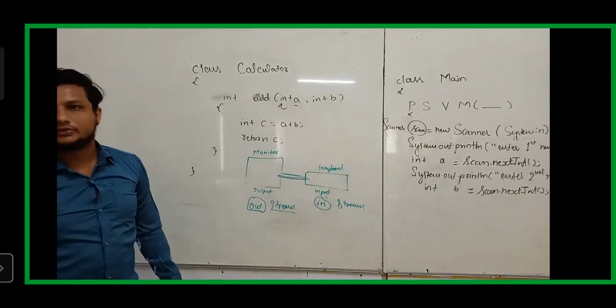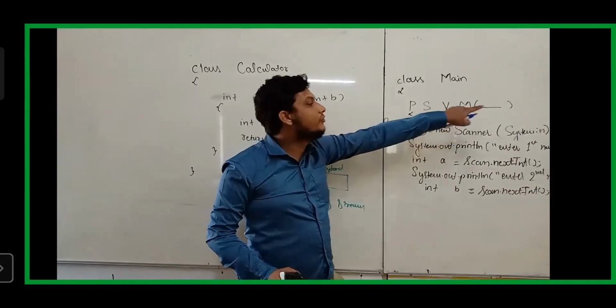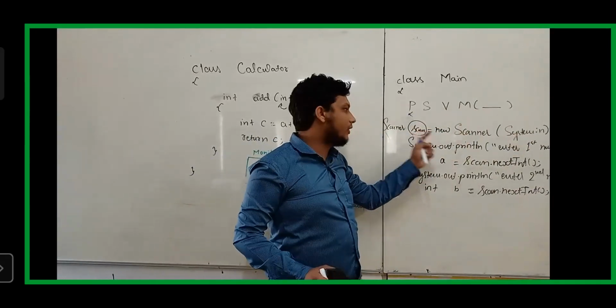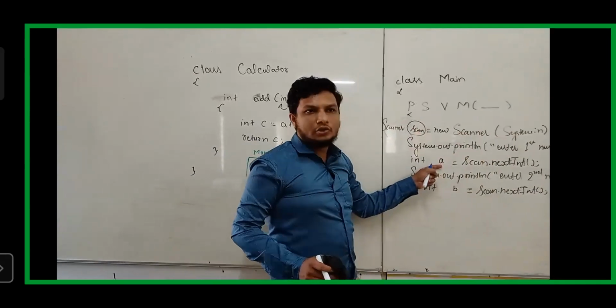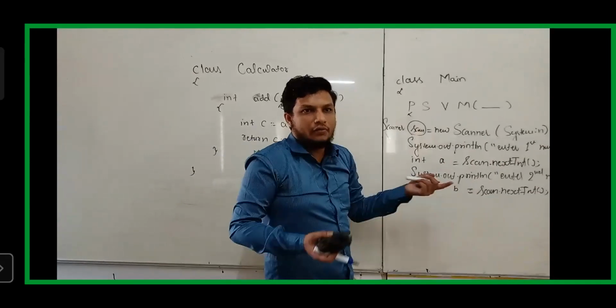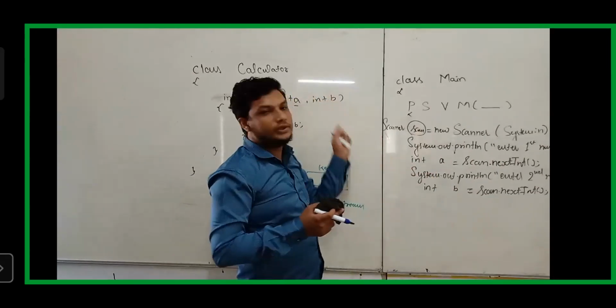Understood? So what happened here? We created an object of the scanner in which what is there? Input stream is there. With the help of that scanner reference, what I did, I collected the first number, stored inside a variable. I collected the second number, stored inside a variable. Now we have collected both the numbers, right? Then we can easily proceed with my next program.